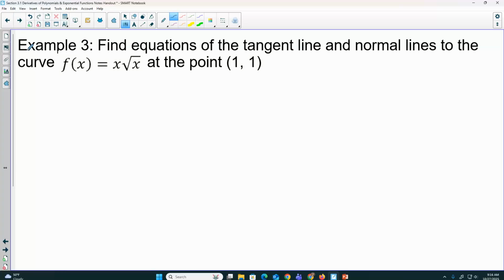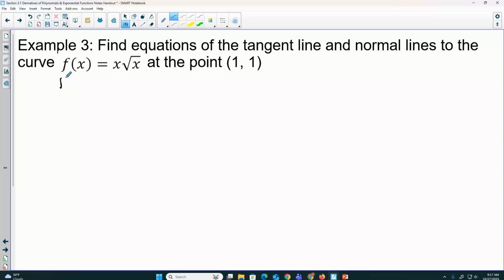So let's look at this problem. If I ask you to find the equation of the tangent line and the normal line to this curve, f of x equals x radical x at the point 1, 1. To write the equation of a line, we need a point and we need a slope. How do we get the slope? Right, but what do we have to do first so we have an equation to find our slope? The slope of a tangent line is the same thing as your derivative. So we have to find our derivative first.